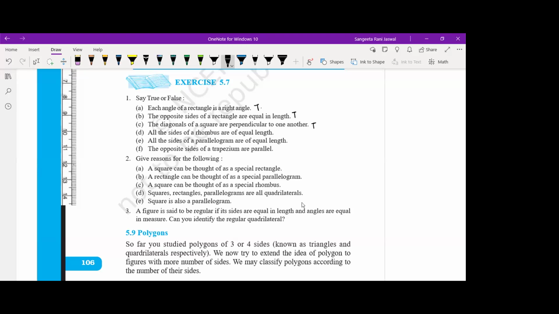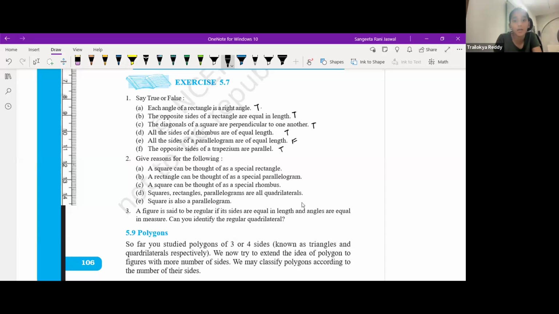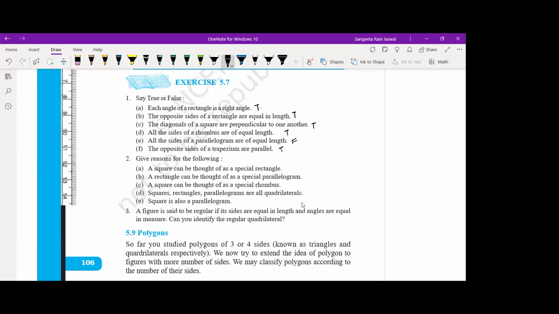Okay. All the sides of a rhombus are of equal length. True, ma'am. True. All the sides of a parallelogram are of equal length. False. Okay. Next is the opposite sides of a trapezium are parallel. True, ma'am. True. Ma'am, but only one pair of opposite sides are parallel. Opposite sides of a trapezium. So one pair of opposite. No, it's not written that all.